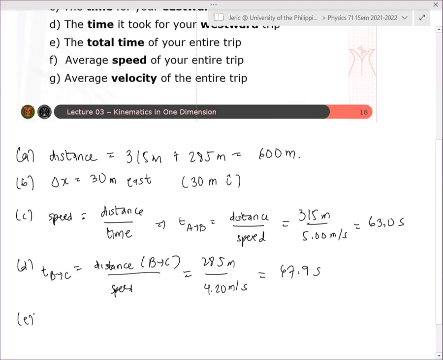Then finally, what is the total time of our trip? Time is a scalar, therefore you don't need to include any directions dyan. Weird na magkaroon ng direction ng time. Unless sa thermodynamics ka, pero sige. Okay, for now, wala namang arrow of time, pero sige.